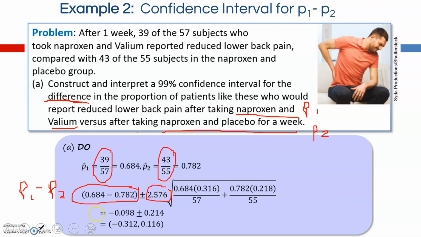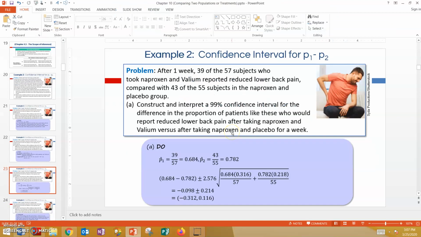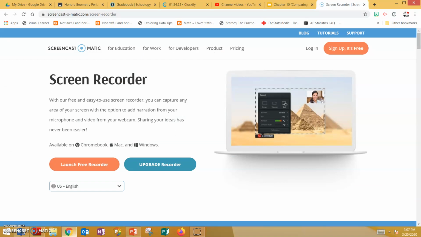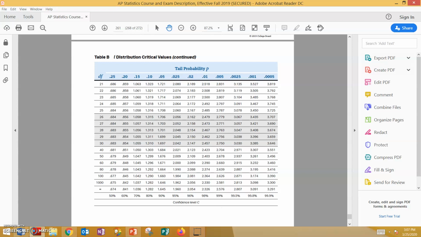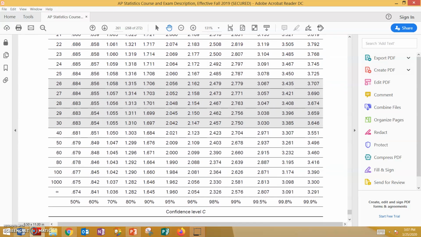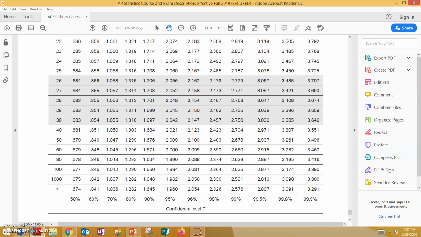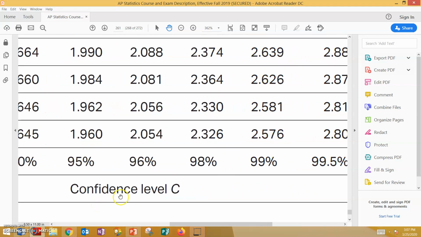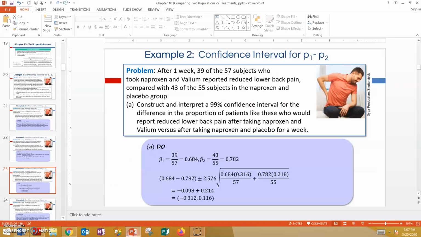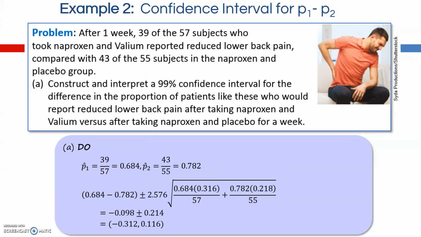Okay, where did we get that? Let me show you guys where this is on your table B, which is in your textbook. I looked at 99% confidence and an infinity degrees of freedom. Okay, so remember, 99% infinity degrees of freedom. So right over here, I'm going to highlight it. In infinite degrees of freedom, 2.576. Okay, so that's where this value is coming from. The one that you see right here.